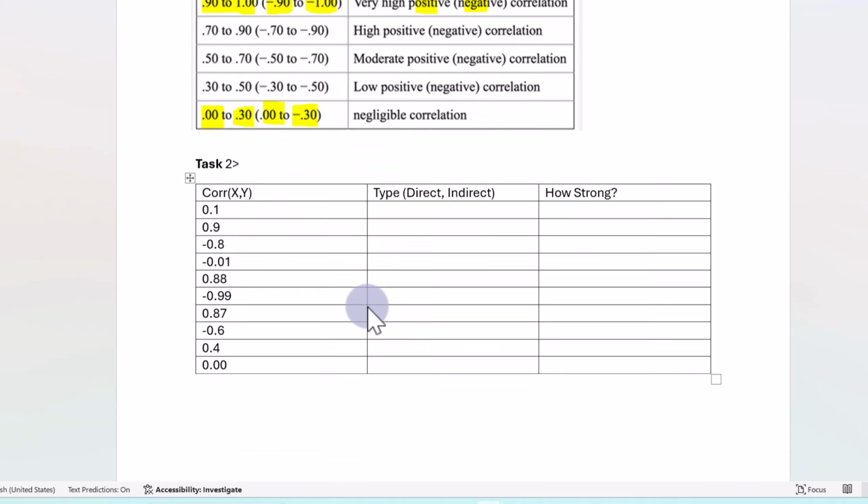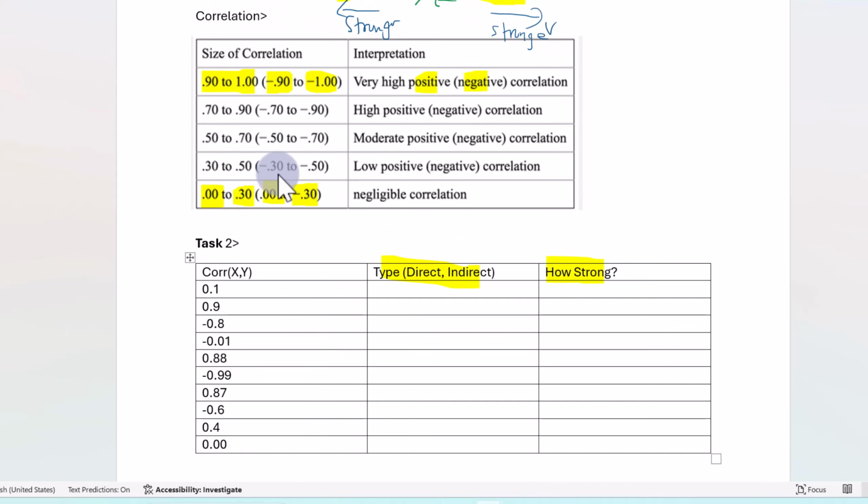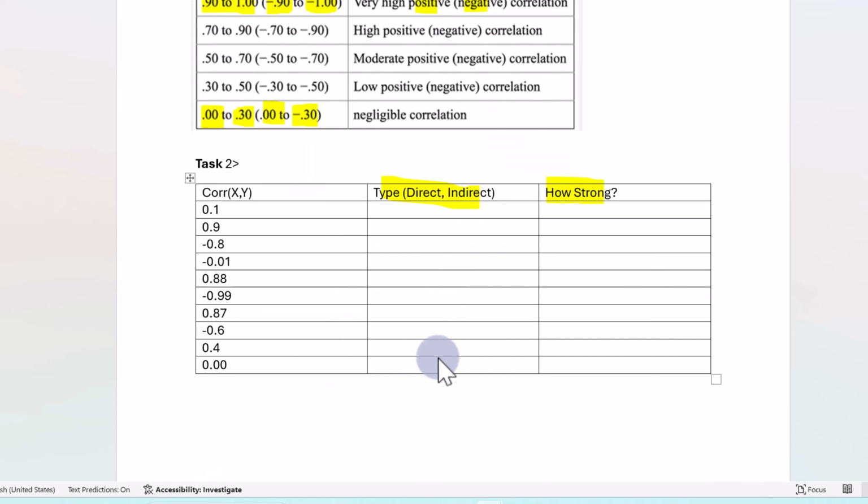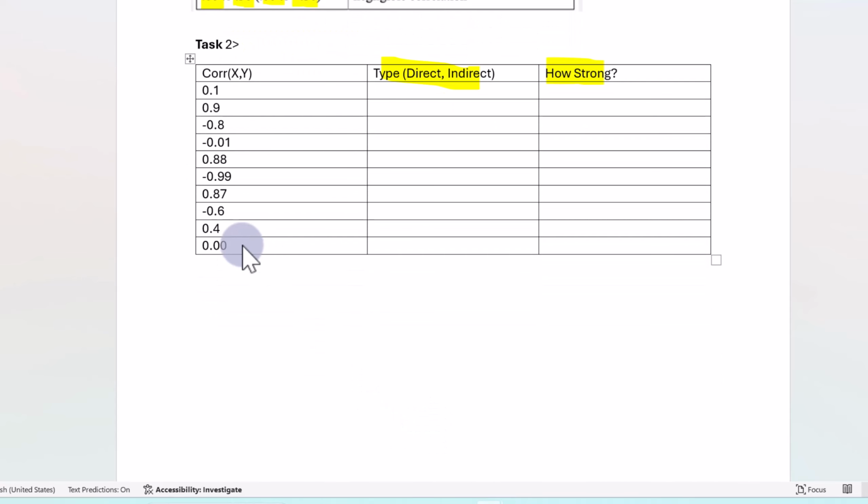Task 2 for you would be to write in this table, in the second column, whether the relationship is direct or not based on the value of the correlation given here. You can do that based on the sign of the correlation and how strong the correlation is, and that's where you have to use this table. The closer the values are to +1 or -1, the stronger the relationships. The closer the correlations are to 0, the weaker they are. Of course, 0 is negligible or no linear association.